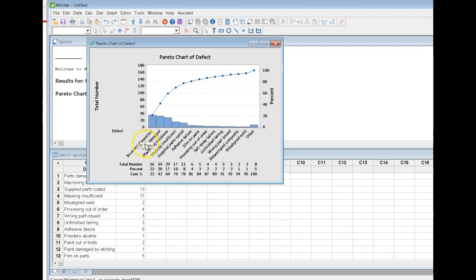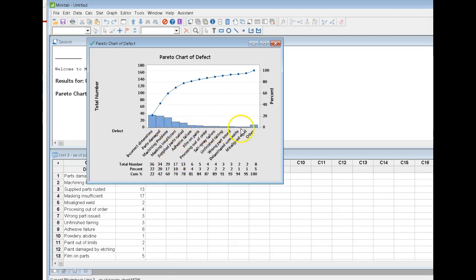incorrect dimensions accounts for 22% of all my defects. The next thing, and Minitab always does these, Pareto charts are generally done in terms of decreasing order. So the number of parts that were damaged, there's 34 of these, and 34 out of the total number of defects I have accounts for 20%. So alright, I got 22%, I got 20%. This next one, machining problems, accounts for, according to this, 29 defects, which accounts for 17% of my defects.